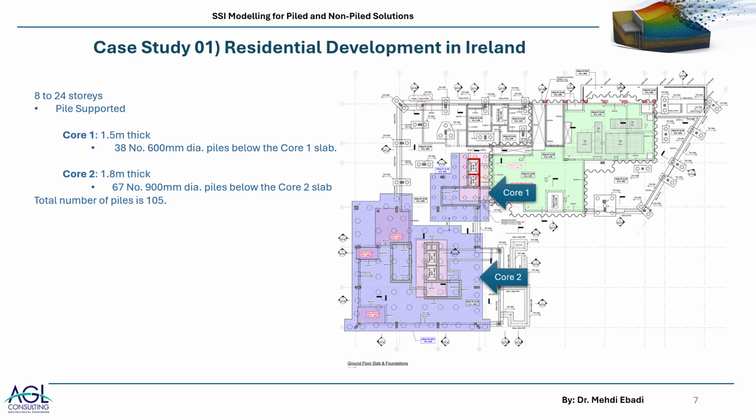Core 1 is this part, which was 1.5 meters thick, and it was supported by 38 600 millimeter diameter piles. And this part, core 2, was supported by a 1.8 meter thick raft and 67 900 millimeter diameter piles. So in total, it was supported by 105 piles.